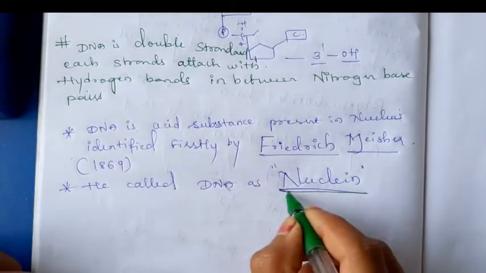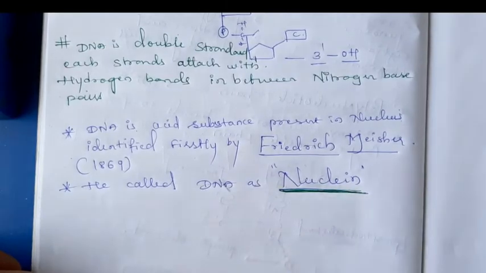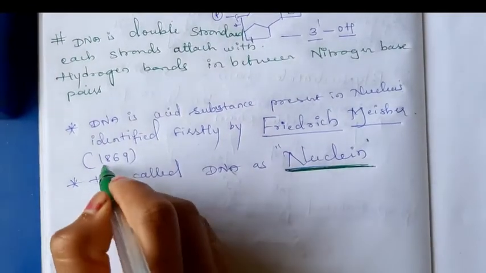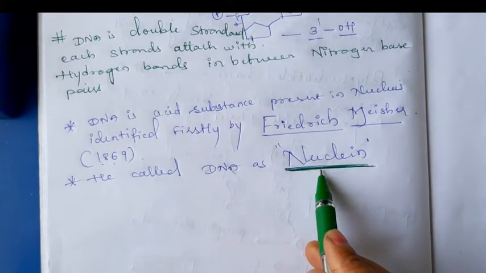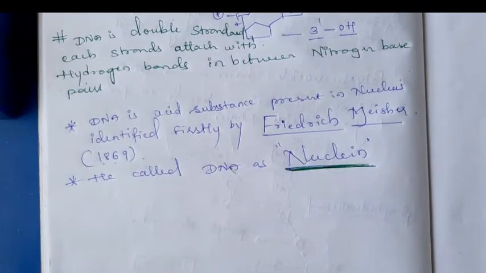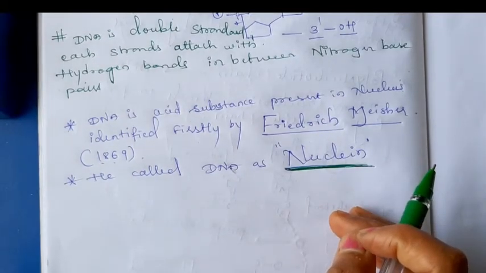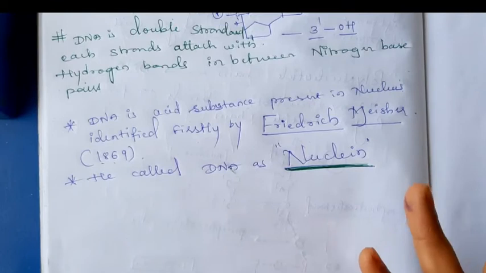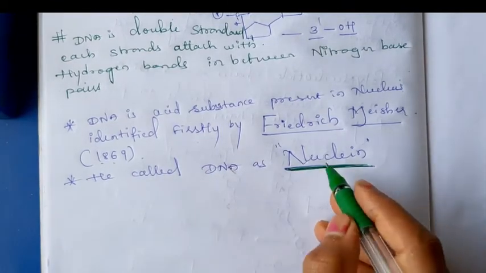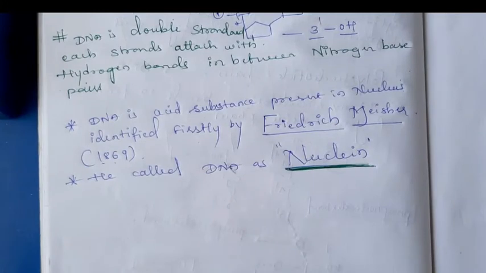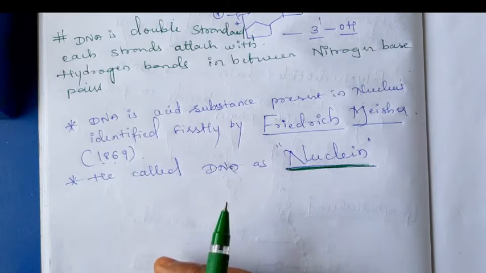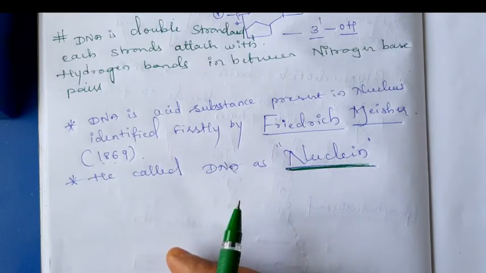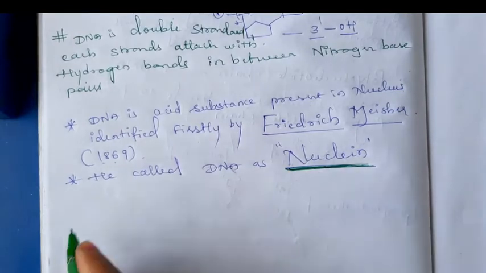At that time it was a new study. In the year 1869, the biological field was not so advanced. Due to some technical limitations, he did not succeed in isolating DNA. He failed to isolate the full DNA structure. That's why the structure of DNA was not discovered by Friedrich Miescher.